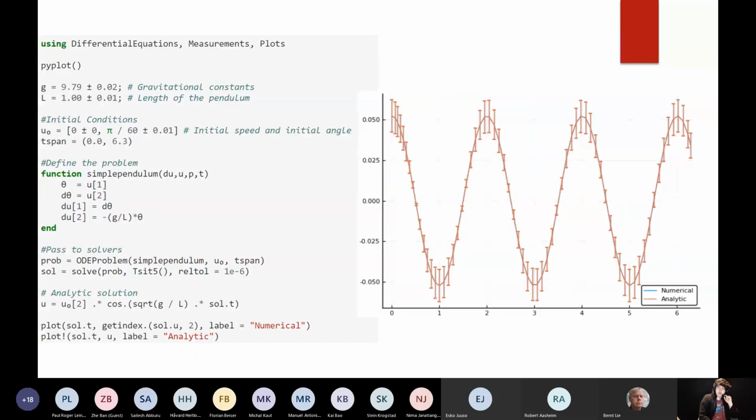And so here's an example of an equation solver. Here we use this algebra within the solver, and so we say the gravitational constant is 9.79 plus or minus some uncertainty. The length of the pendulum has some uncertainty. The initial condition has some uncertainty. We define the pendulum equations, and we solve the differential equation.